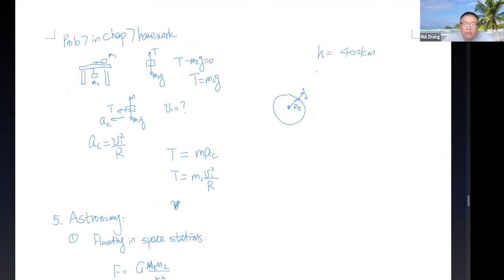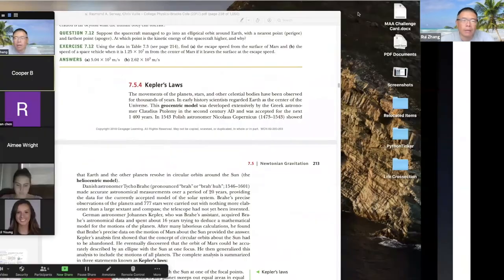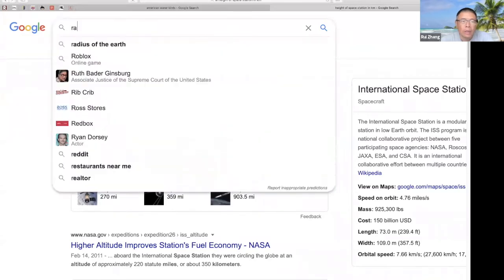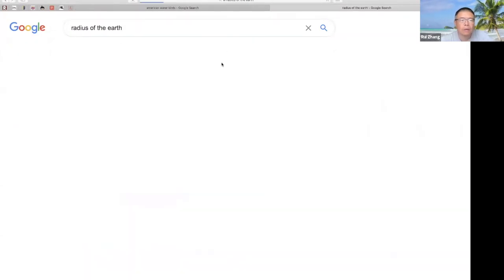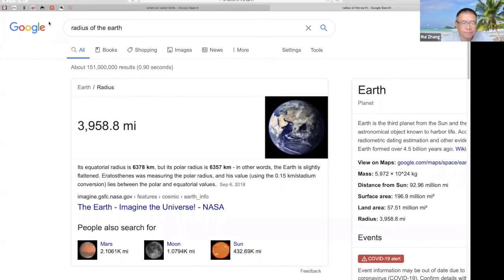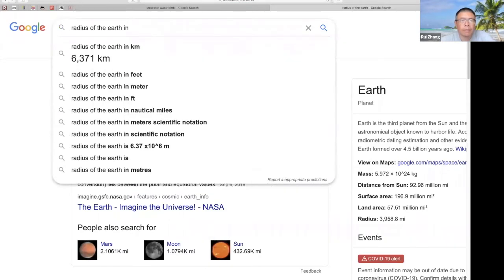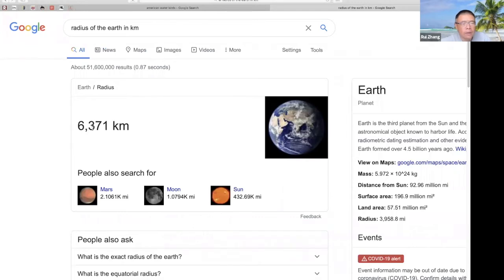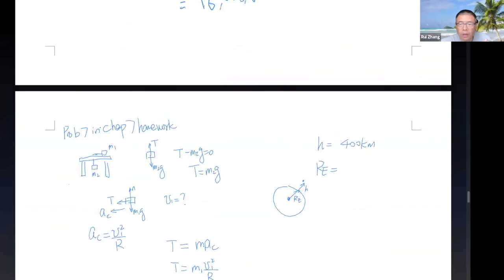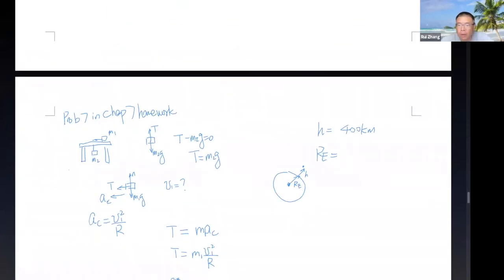But what about the radius of the Earth? Okay, we know the radius is about 6,000 kilometers. Okay, it's a little larger than that, but let me get a better number here. Radius of the Earth, in kilometers. It's like 6,300 or like 6,400. Let's keep that. So 6,400.